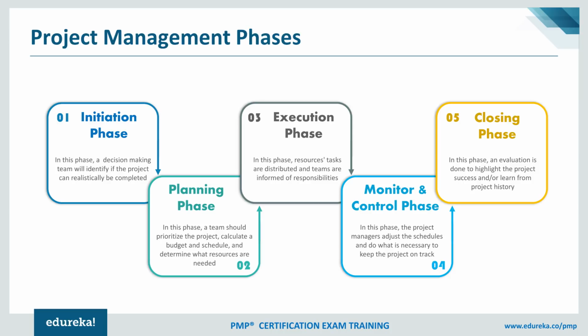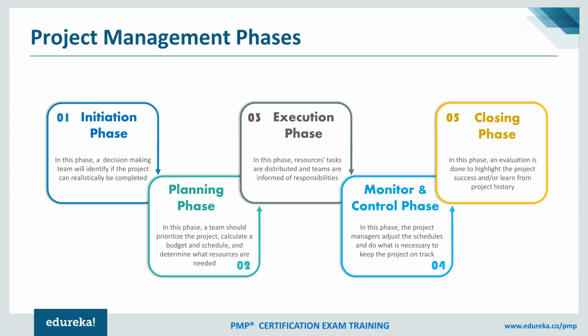Then comes the monitoring and controlling phase, and this is where we compare progress with the plan that we have created. So if it is a 1 year project and we are already in the third month, then we compare it with the plan: by the third month, where should we ideally be and where are we? If there are any gaps, then we try to identify them and take corrective actions.